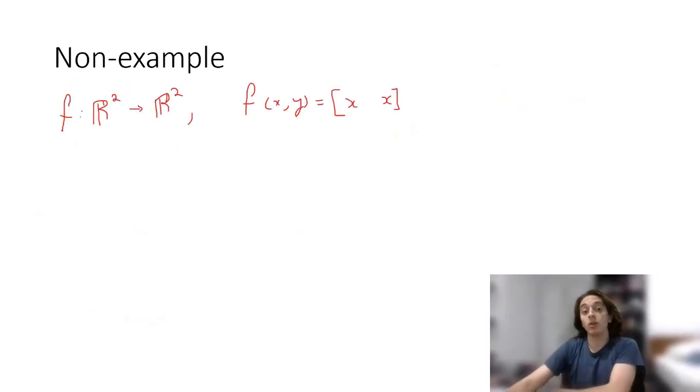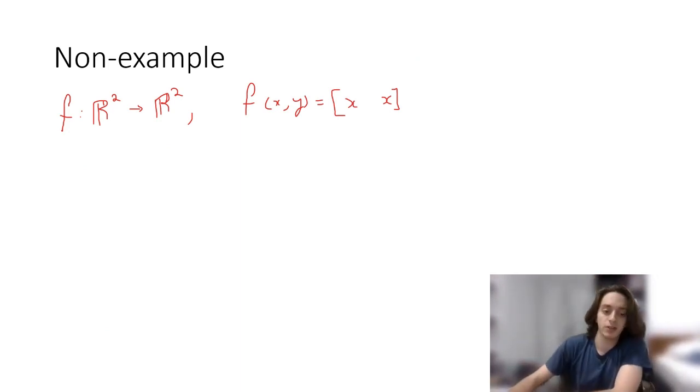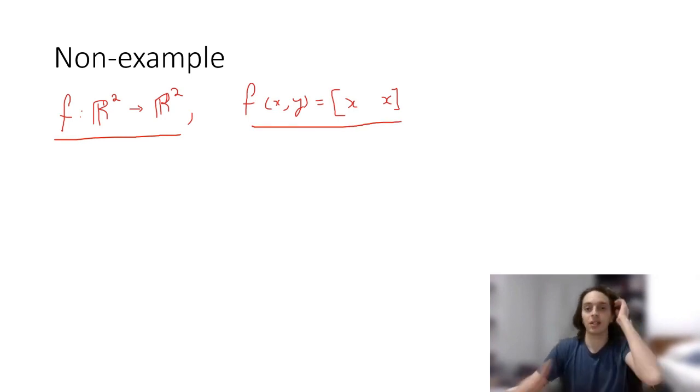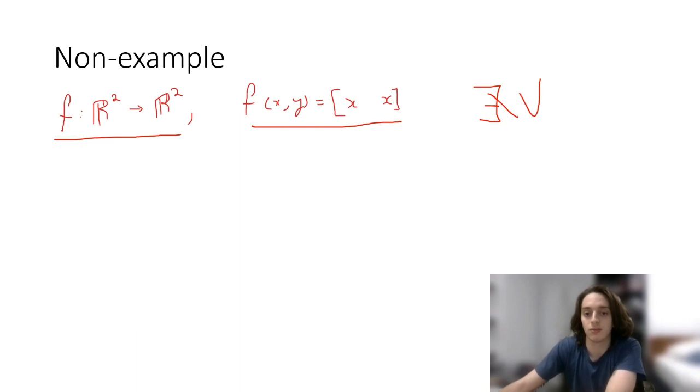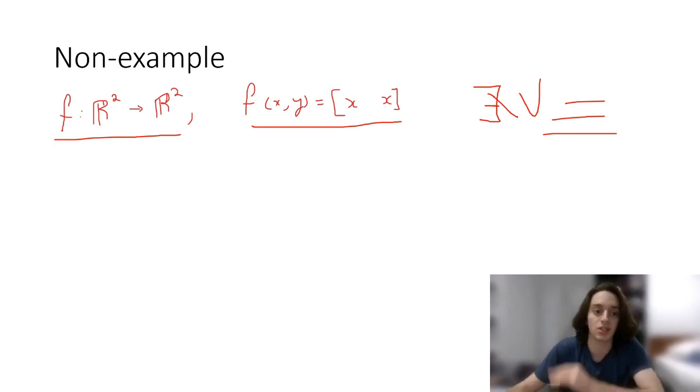Now we'll try to show a non-example of a gradient function. That is a vector function that is nice, that is continuous, but that isn't a gradient function. That is, there does not exist a function v such that its gradient is equal to f. And the way you could do this is simply through contradiction.